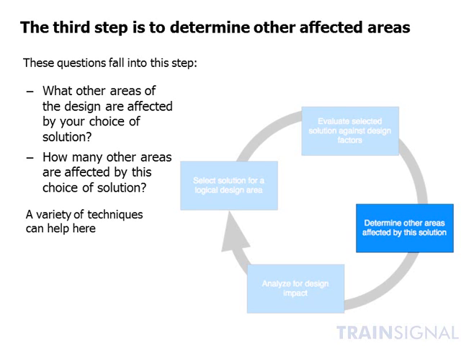Again, I've shown you a variety of techniques here. We've looked at mind maps, we've looked at diagrams, we've looked at lists and tables. Use whichever technique you find most effective. Now let's move on to the last step in the process, which is analyzing for design impact.